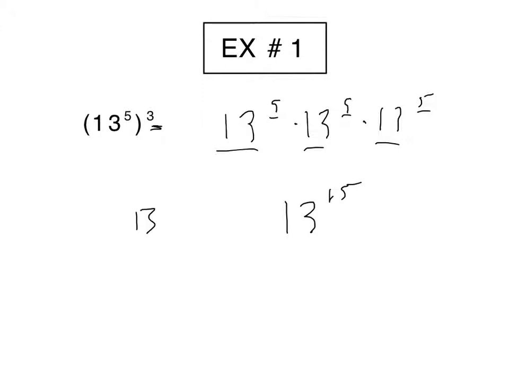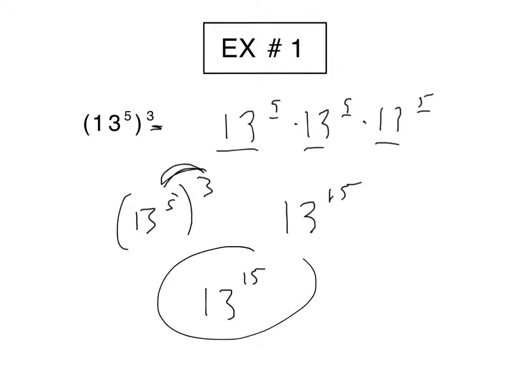Okay, and what do you notice when you compare these two? You have 13 to the 5th to the 3rd, and you have 13 to the 15. What do you notice? Well, you notice that if you multiply your exponents when you have a power to a power, you can get your solution. So let's try another one real quick.